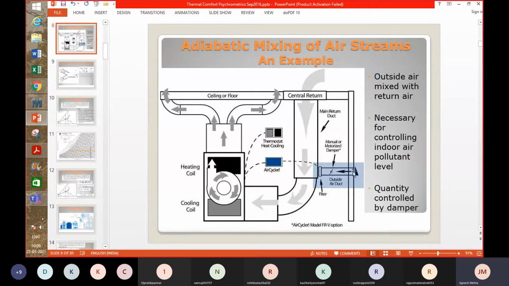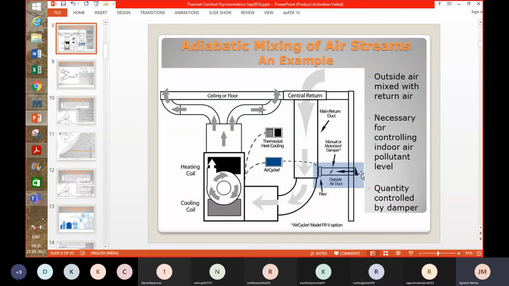Now if you're talking about, let's say, a split AC, there is no provision for the outside air to come in and get mixed with the return air. What happens is the room air is taken, its enthalpy is reduced, and it is delivered back into the room. But if you're talking about somewhat larger systems or central air conditioning systems, there is provision for outside air to be taken in before it is processed in the air conditioning unit or air handling unit.